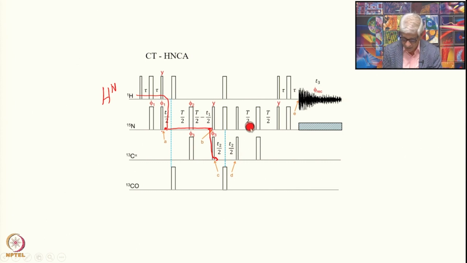Now from here it flows and then it goes to nitrogen again, and during this nitrogen period there is no labeling here.